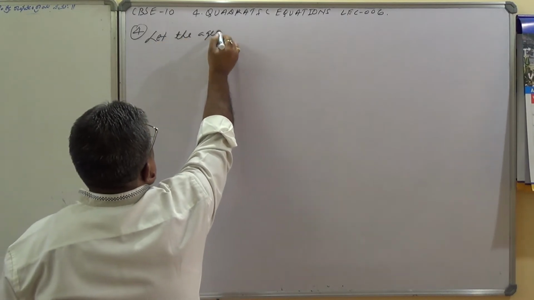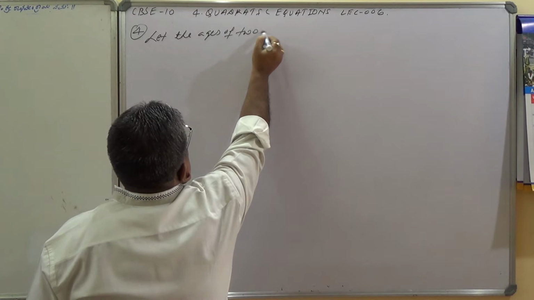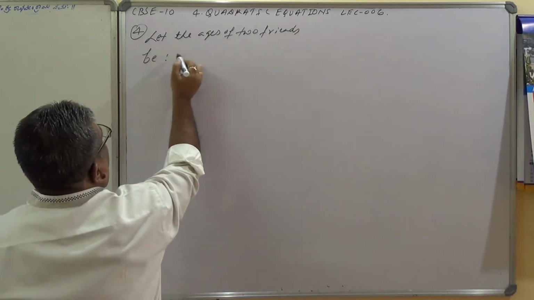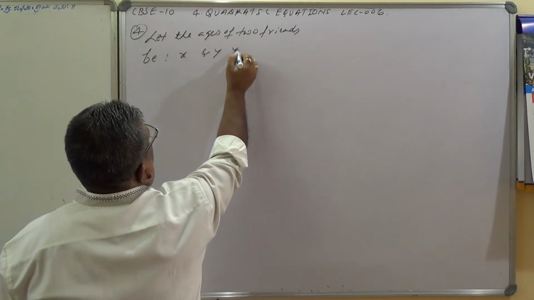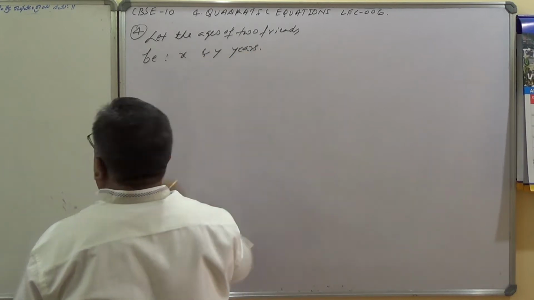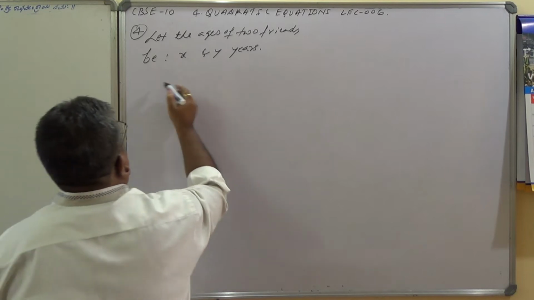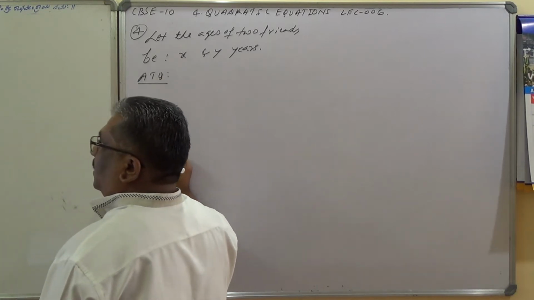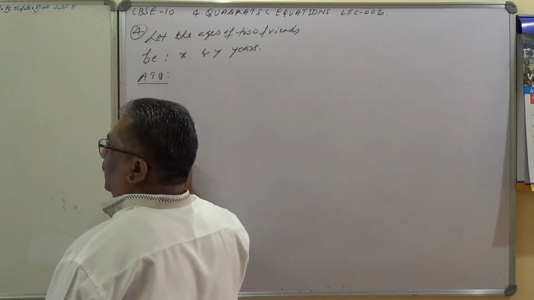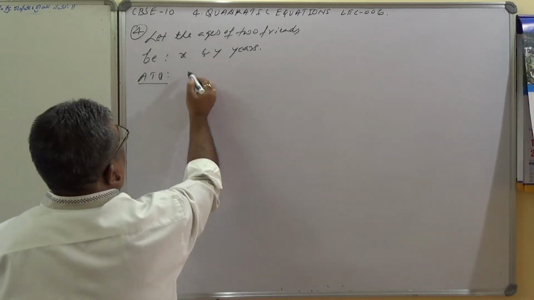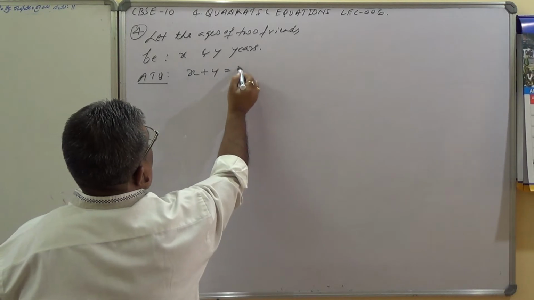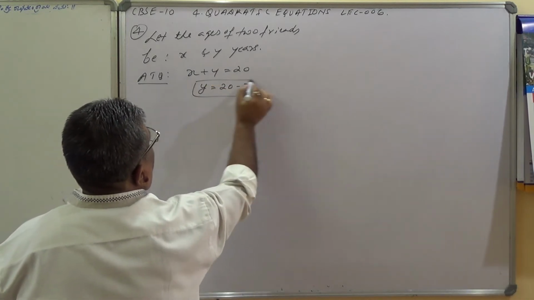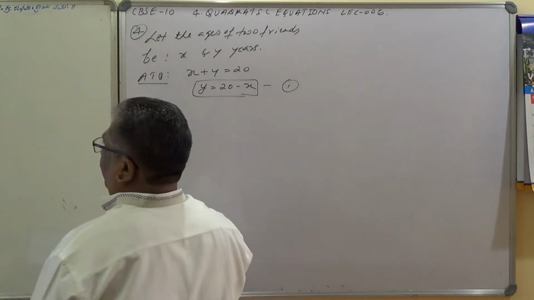Let the ages of two friends be x and y years. According to the question, the sum of the ages of two friends is 20 years. x plus y equals 20, y equals 20 minus x. Let me write this one. This is the first equation.